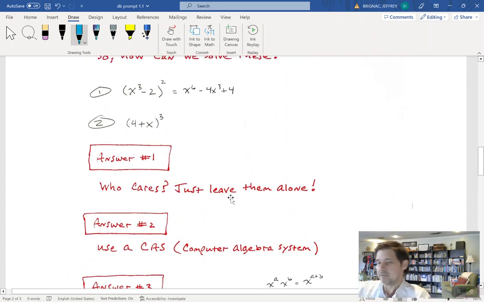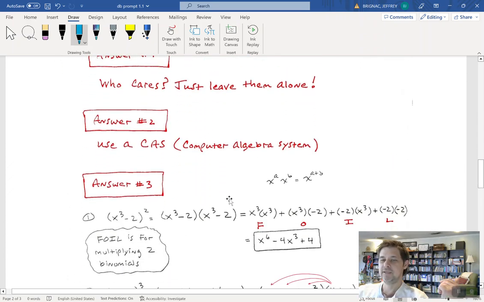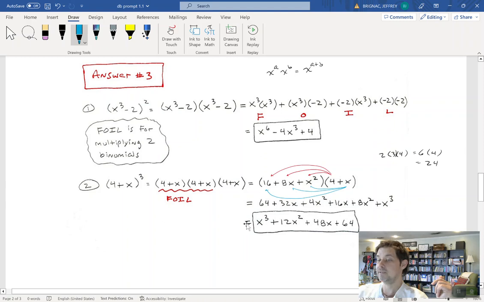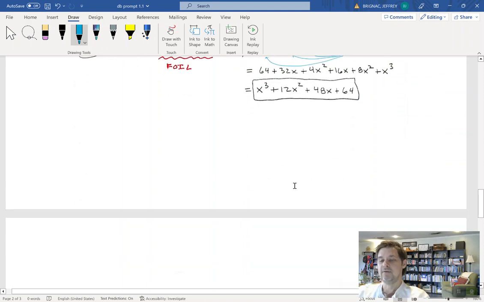1, who cares? Leave it alone. Sometimes that's all right. 2, use a computer algebra system. You should at least know that stuff's out there. And 3, I must insist by the curriculum of our class that you know how to work things out on paper too, okay? All right, now how about this?